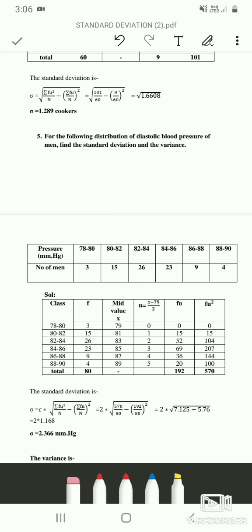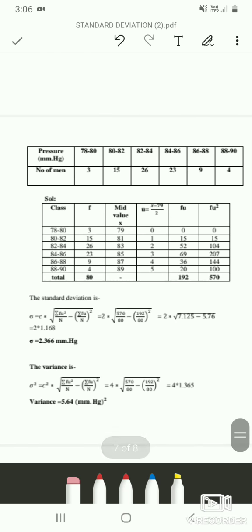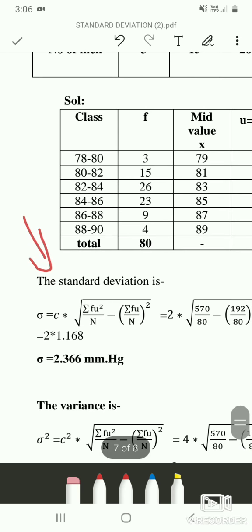Even in this case you can either choose the direct method or go for the shortcut method. Here I have used the shortcut method. I'll explain how to go for the direct method later. First write down the formula of standard deviation. Since I am using the shortcut method, the formula for standard deviation is sigma is equal to c into square root of summation fu square divided by capital N minus summation fu upon N whole square.